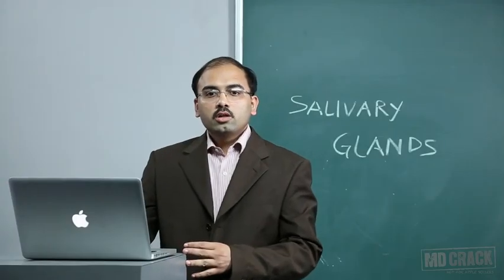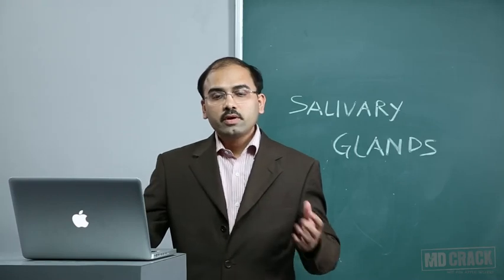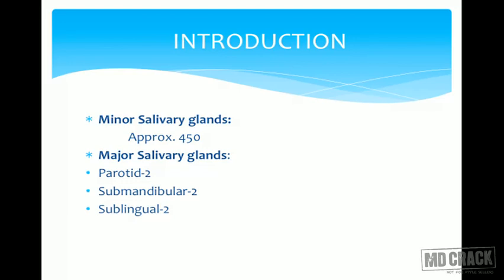Friends, now we'll begin with salivary glands. We can classify salivary glands into minor salivary glands and major salivary glands. We have approximately 450 which are smaller in size as minor salivary glands. Amongst major salivary glands, we have parotid glands which are bilateral, submandibular glands which are bilateral on both sides of the mandible region, and sublingual glands which are present in the floor of the mouth.